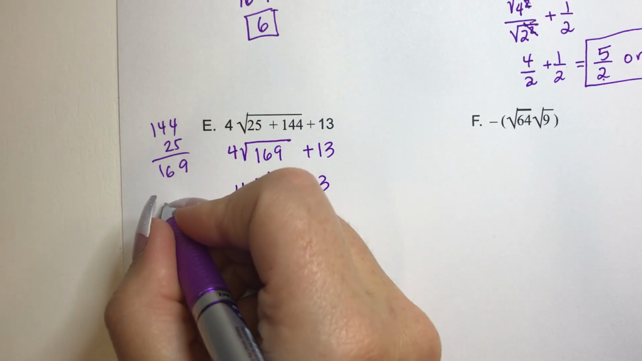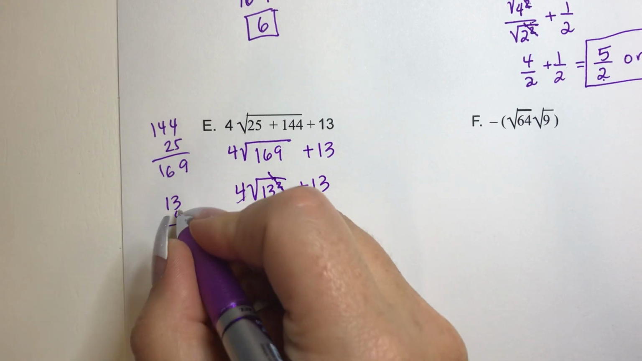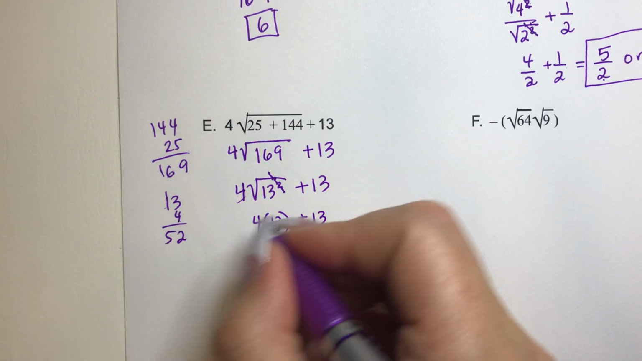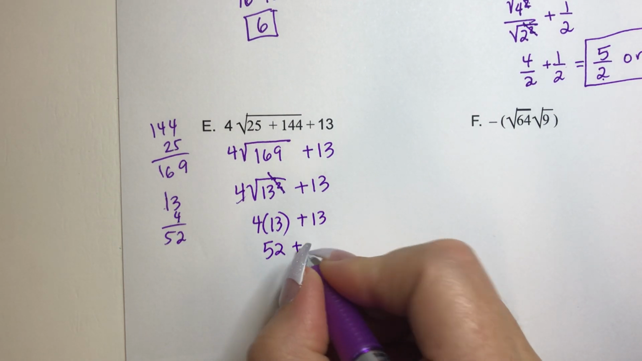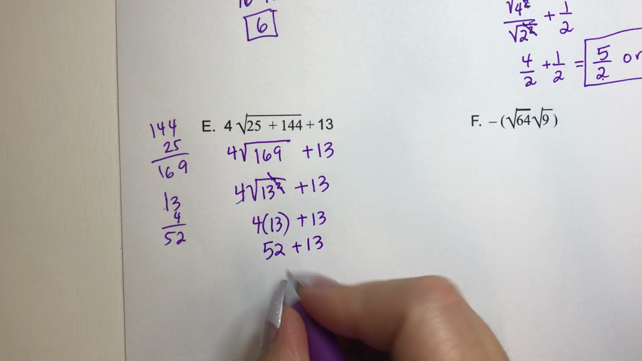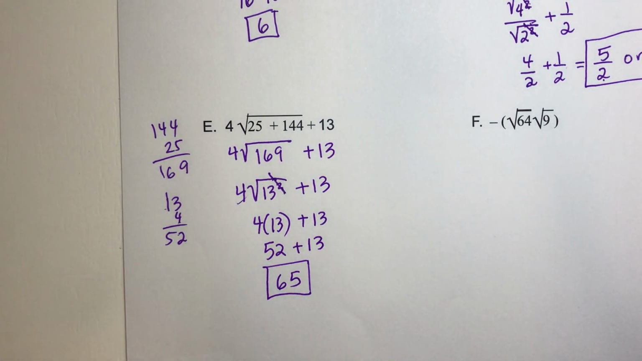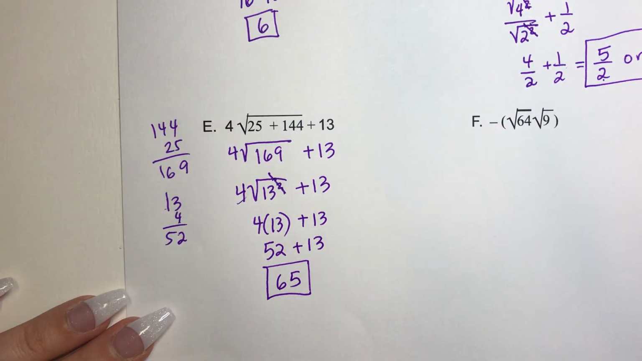I'm not exactly sure what that is, so I'm going to go over here on the side. 3 times 4 is 12. 4 times 1 is 4 plus 1 is 5. So it's 52 plus 13, which ends up being 65. Perfect.